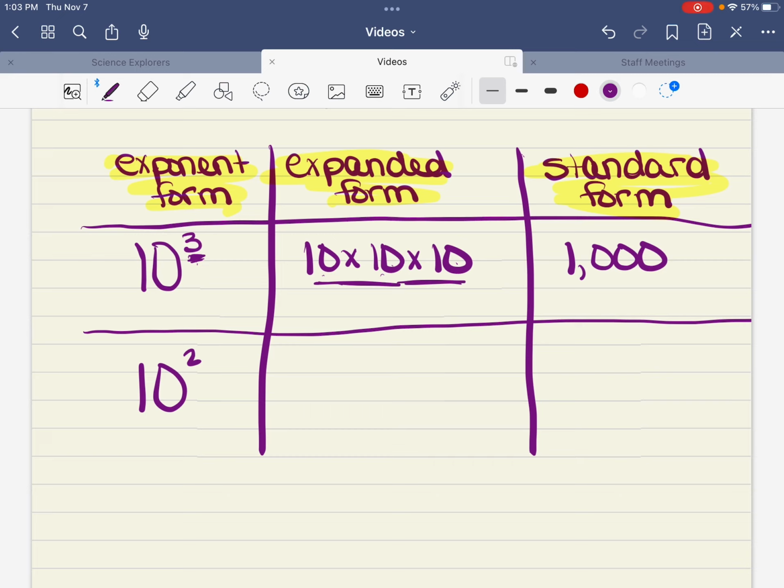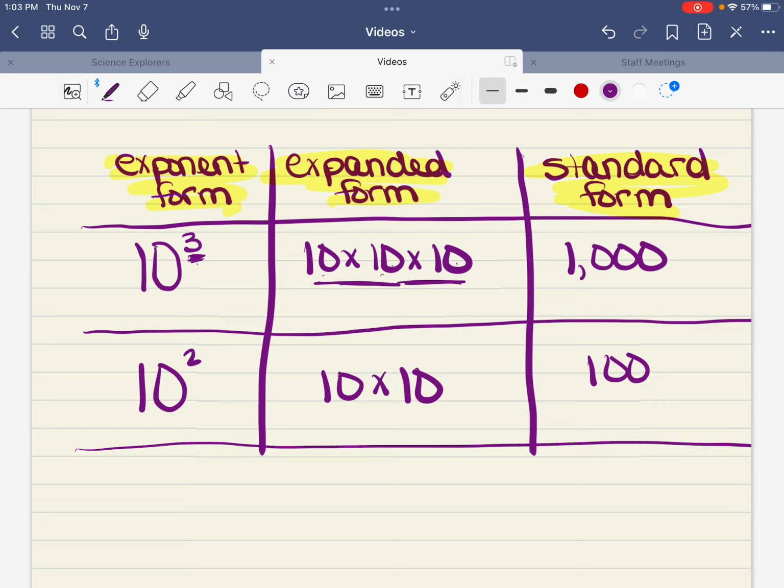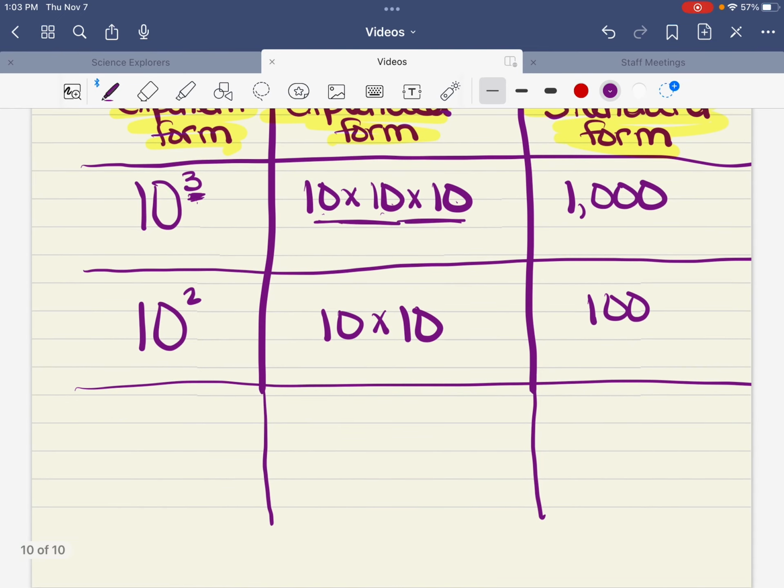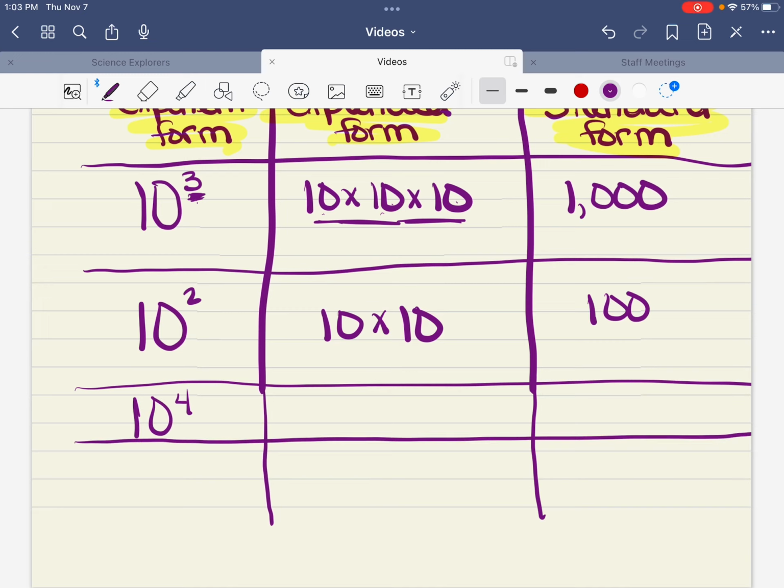Feel free to work ahead of me if you think you're already figuring this out. But this is telling me I have 2 tens. So 10 times 10, 2 tens. And what is 10 times 10? That's right. It is 100. All right. Let's do another one. Some of you are like, oh, I'm figuring this out now. Let's do 10 to the fourth power.